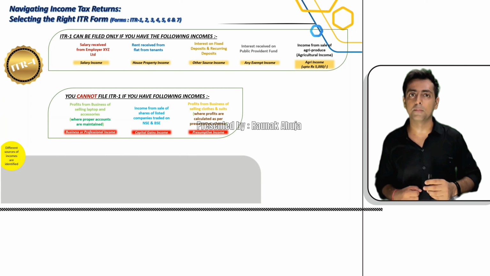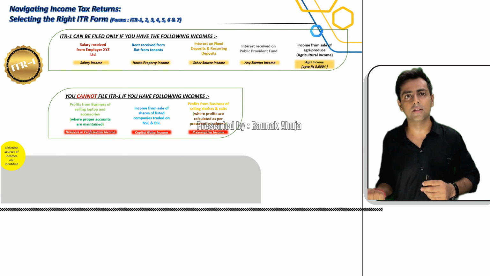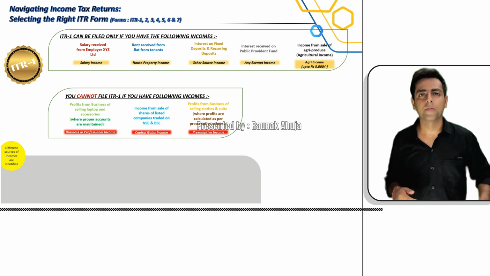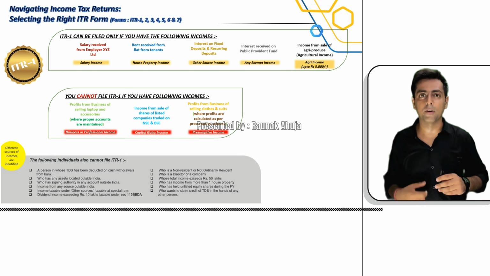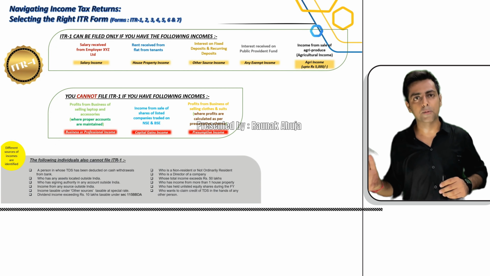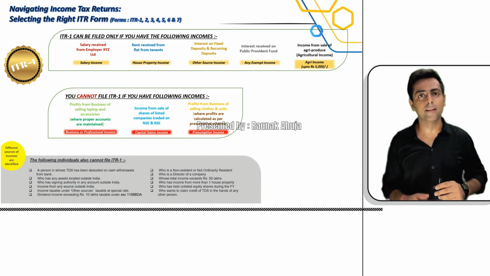Also, if you have any business income, you will not be able to file ITR 1. Also, in case you have a business and choose to pay taxes as per the presumptive scheme of taxation, then also ITR 1 cannot be chosen. The other conditions that need to be satisfied before you choose ITR 1 are given below. You can quickly take a snapshot of these conditions. Moving on, let's move to ITR 2.